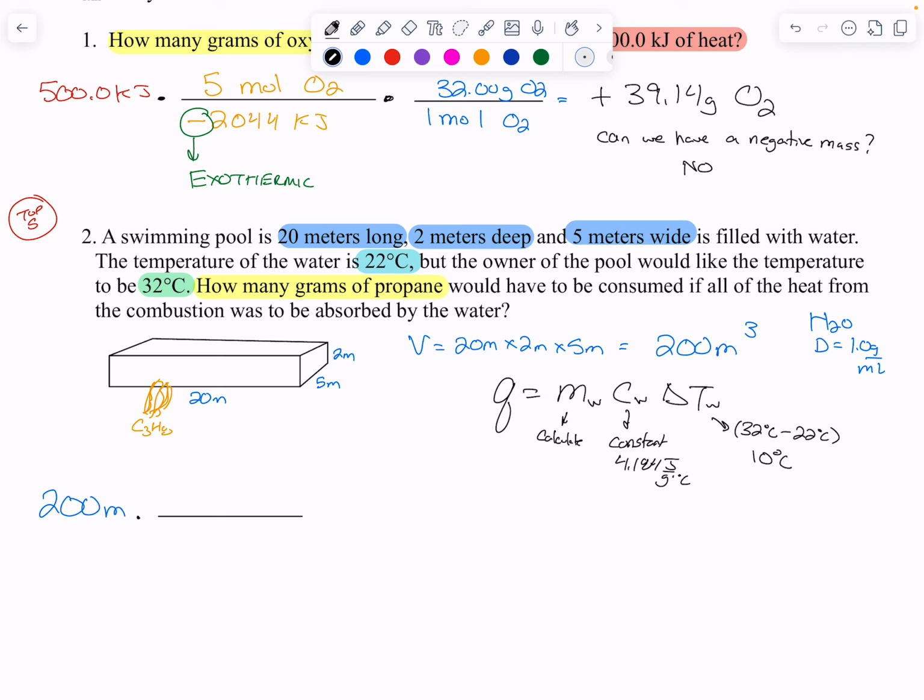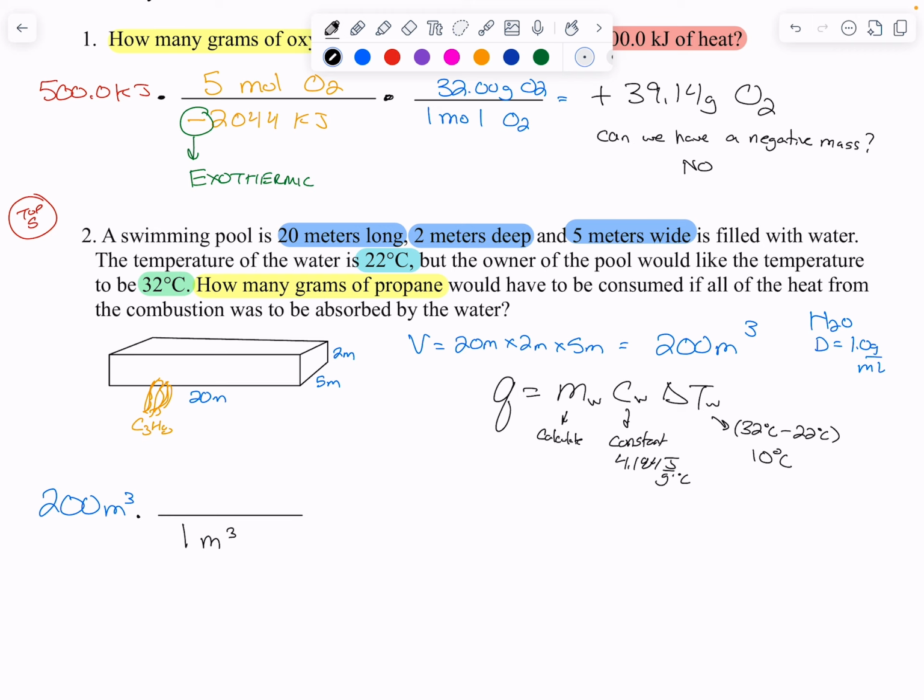So we know 200 meters cubed, excuse me, I forgot the 3. There we go. So we know, hopefully, we can use your sheet so you don't have to memorize this, that for every 1 cubic meter, there is 1,000 liters. So 1,000 liters per cubic meter. I don't know if you remember that from before, but there you go. And then for every 1 liter, there is 1,000 milliliters of water. And for every 1 milliliter of water, there is 1 gram of water.